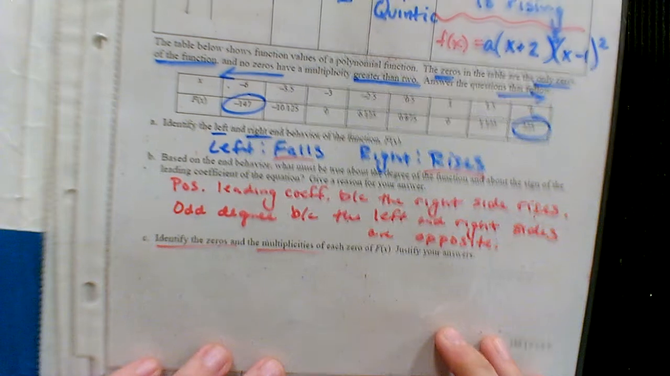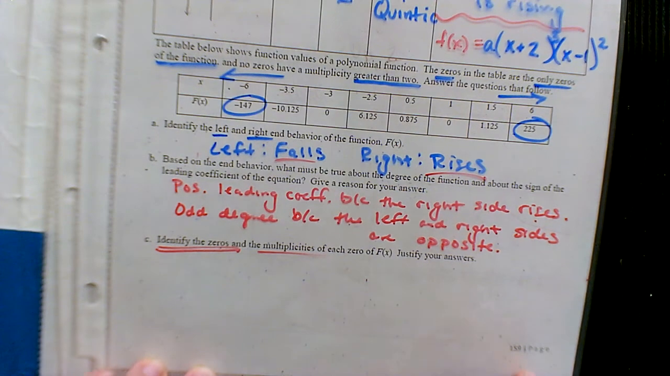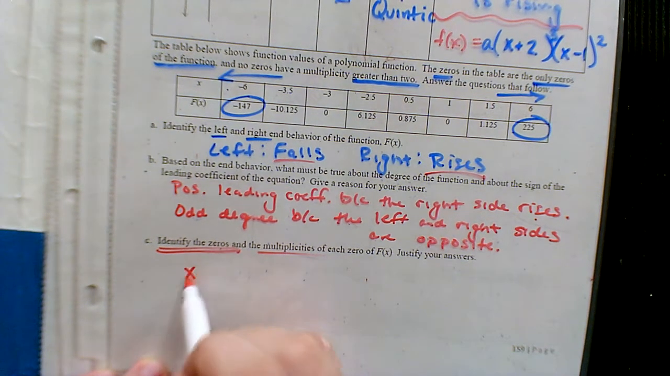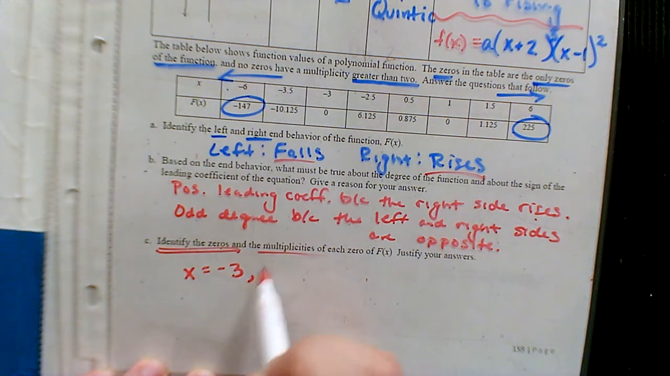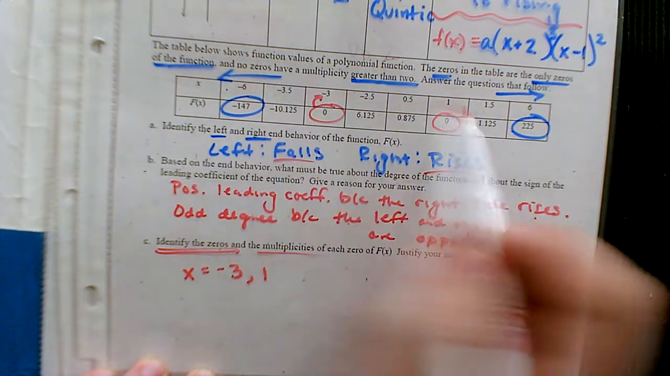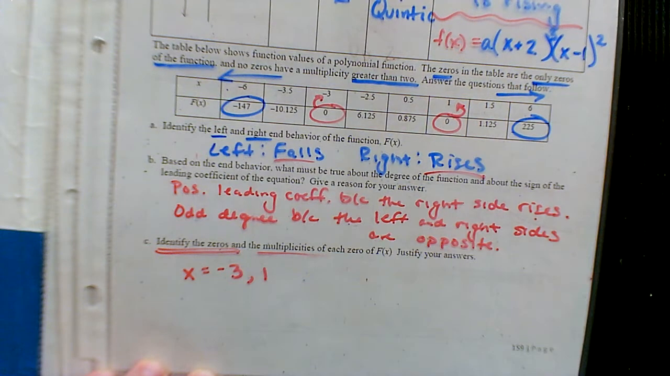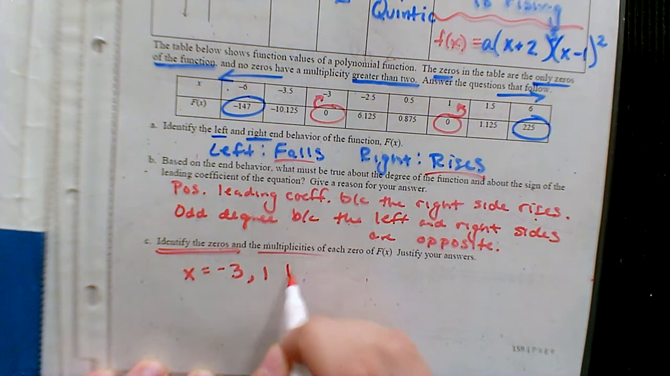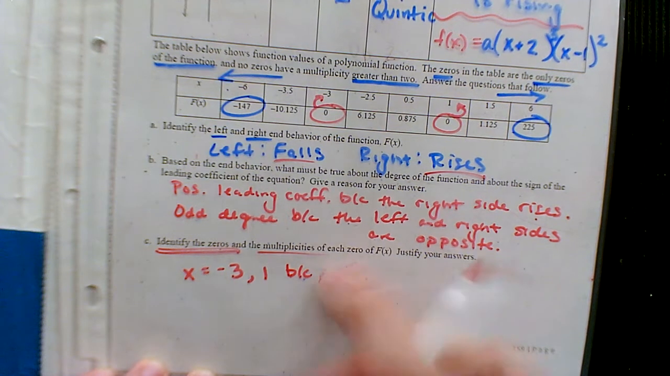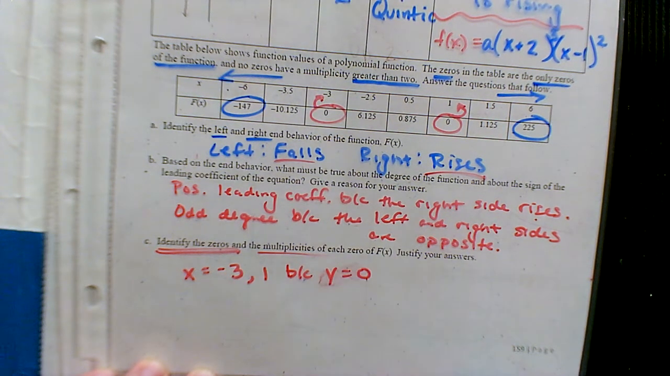So can we identify where the zeros are based off that graph? Where the x-intercepts are? Yeah. -3. How'd you get that? Since the y is 0. There we go. Y value 0 indicates an x-intercept. Looks good. Okay, so those are the x-intercepts because y equals 0.